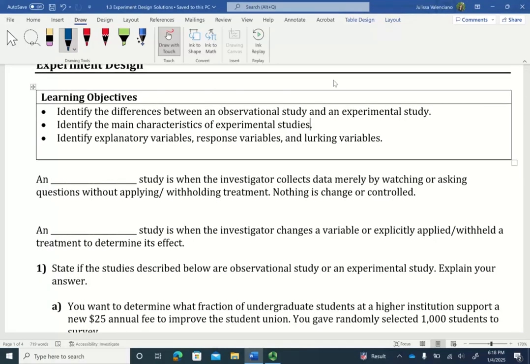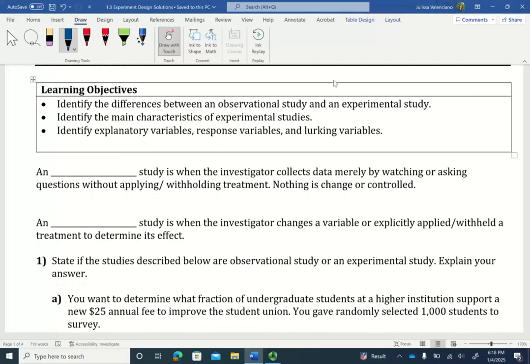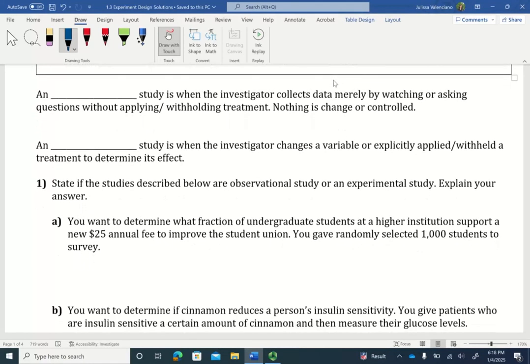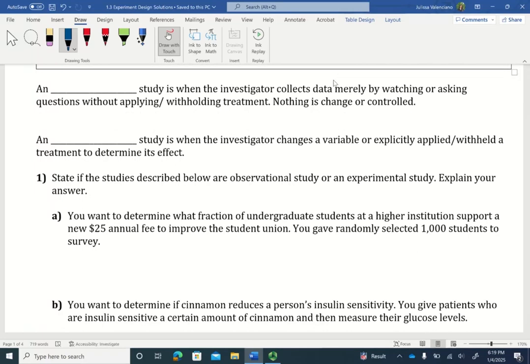We're going to start by talking about observational studies and experimental studies. We're going to talk about what they are, and then you're going to be given some scenarios and you're going to be asked to determine if you're looking at an observational study or an experimental study.